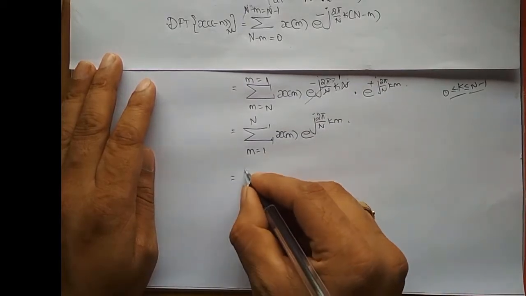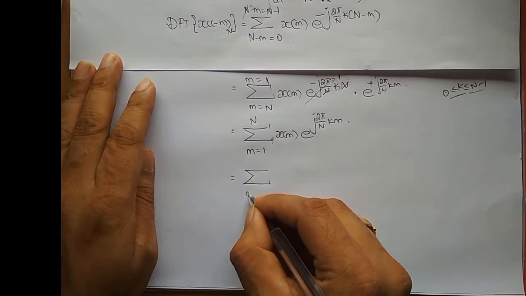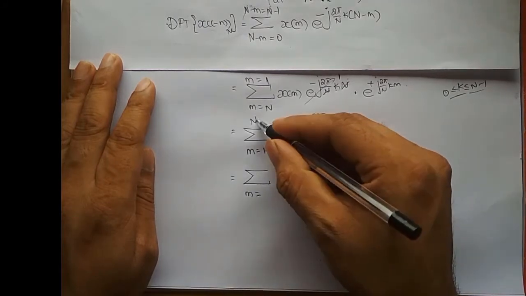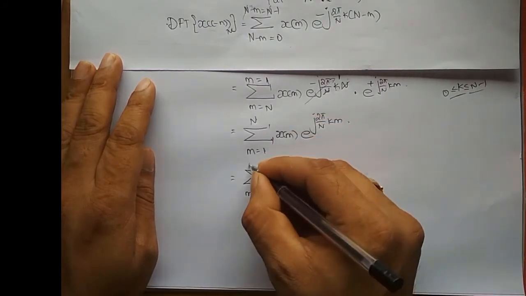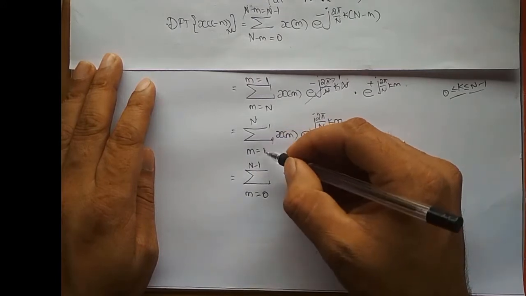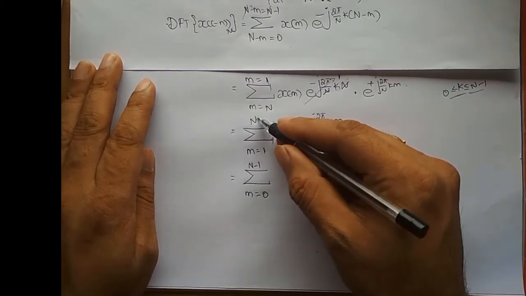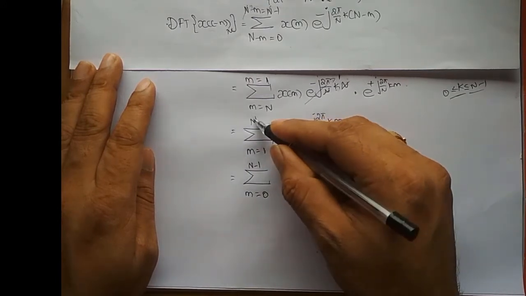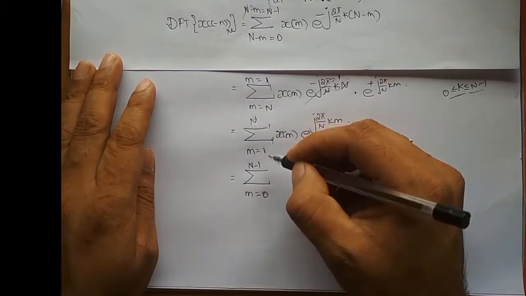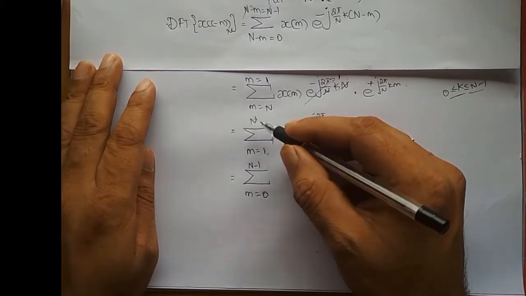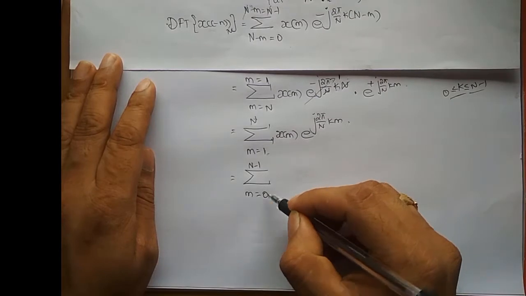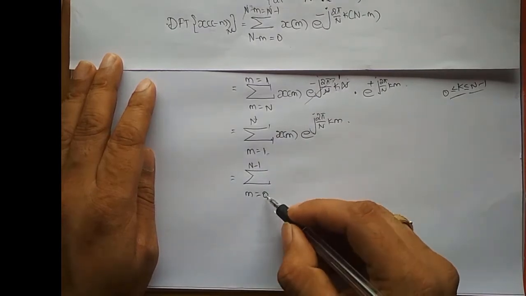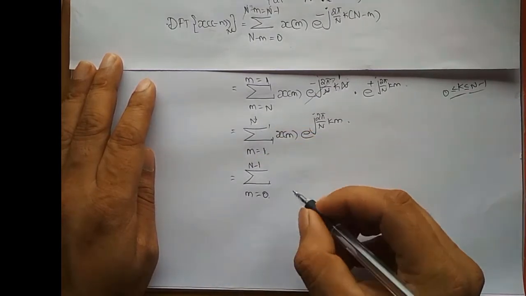So this is equal to summation m. So instead of writing 1 to n, I will write it as 0 to n minus 1. Anyhow, I will end up with a total of capital N number of samples, right? So the number of samples from 1 to n is equal to the number of samples from 0 to n minus 1. So I can write like this. Instead of writing 1 to n, I can write it as 0 to n minus 1.